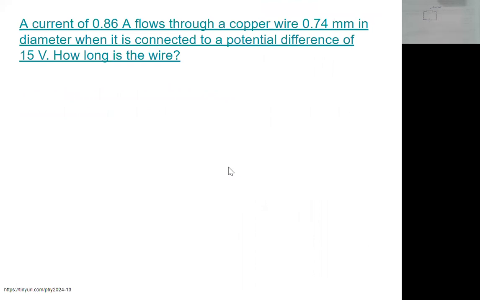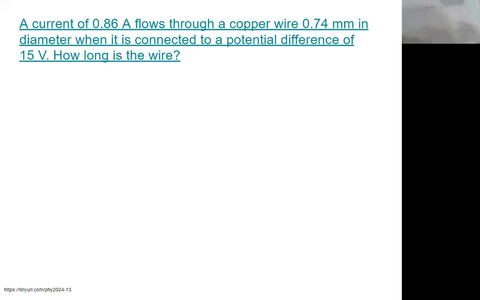Let's take a look at one example here. It says a current of 0.86 amps flows through a copper wire, 0.74 millimeters in diameter, when it's connected to a potential difference of 15 volts. How long is the wire? You are given a copper wire.